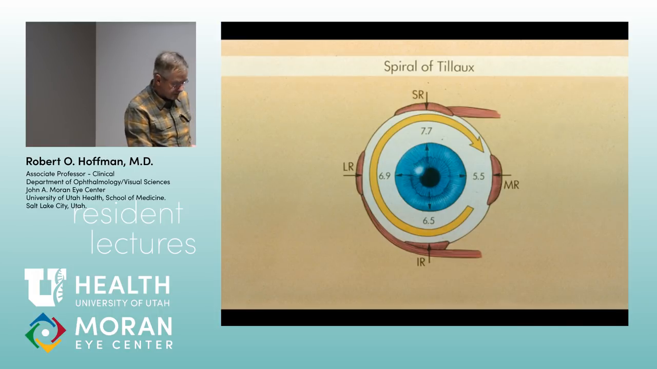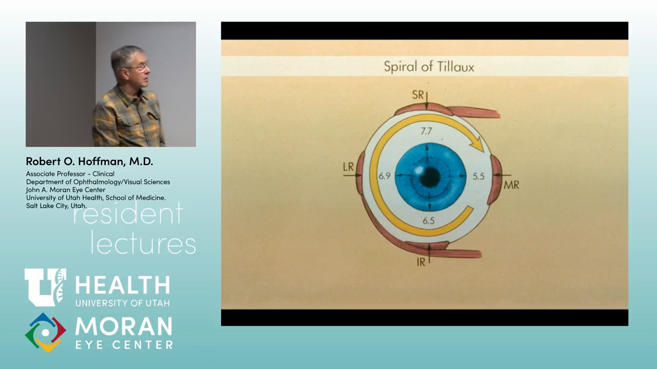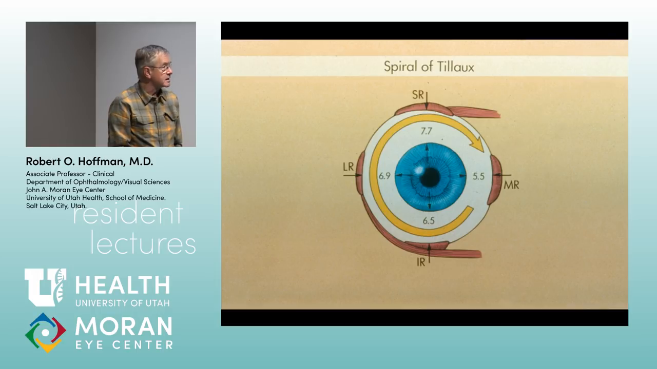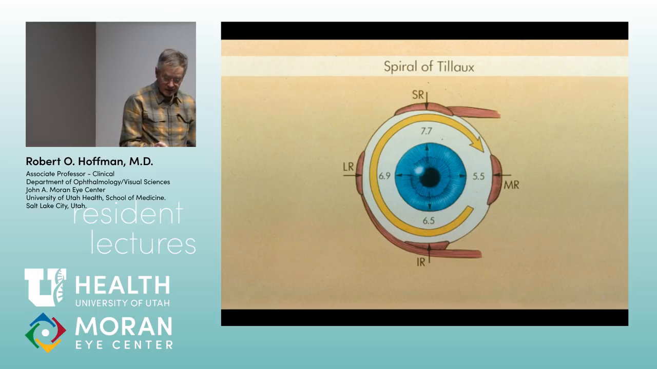Now, the distance that the muscles are from the limbus, their insertion typically, and these are based on population studies where multiple things were measured, does show up at times. And this difference in distance going around from medial to superior rectus, going from about 5.5 to almost 8, is called the spiral of Tillaux. That does show up.